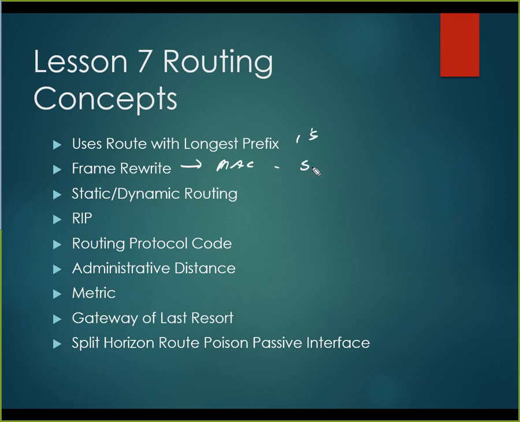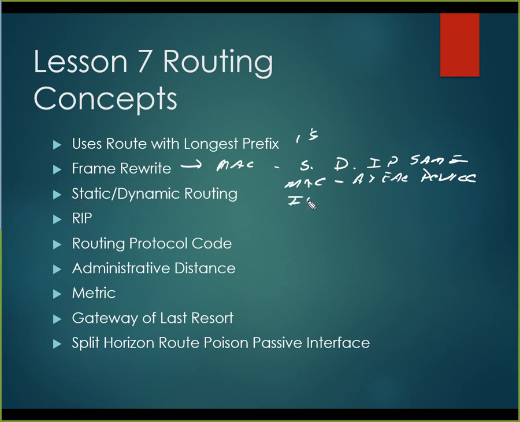The source and destination IP don't change. The frame rewrite for the MAC changes at each device, because at layer 2 they're trying to find the location from one to the other. We talked about static and dynamic routing.